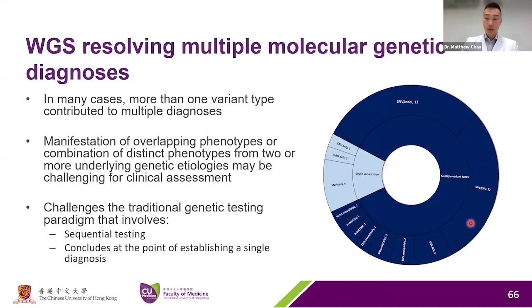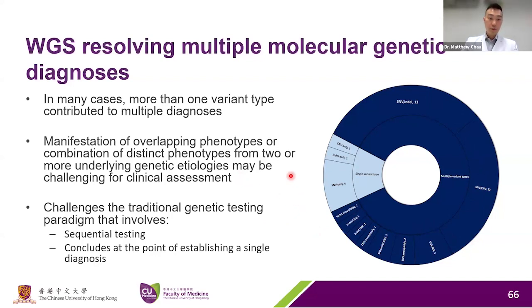And in many cases, more than one variant type contributed to multiple diagnoses. So on the right in this pie chart, you can see that only a small portion of those multiple diagnoses were contributed by a single variant type. The majority included a combination of SNVs and CNVs, triplet repeats, mitochondrial variants, and these would typically require multiple tests to detect if we're not using whole genome sequencing, which further highlights the advantage of using whole genome sequencing as a test to interrogate various variant types.